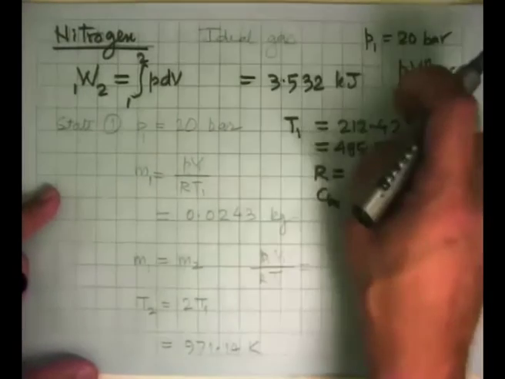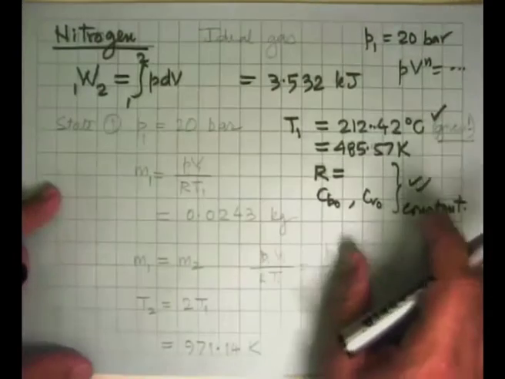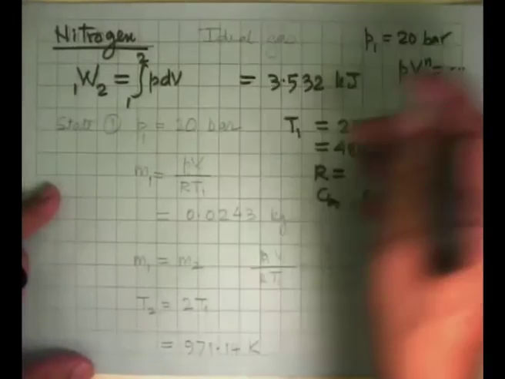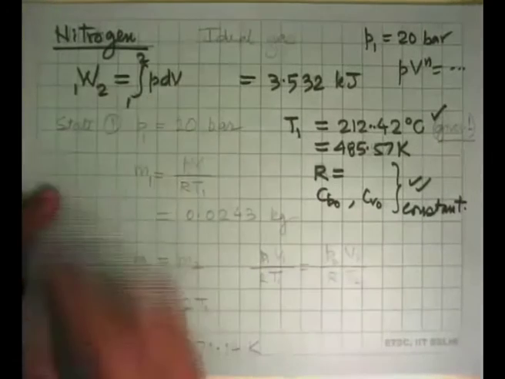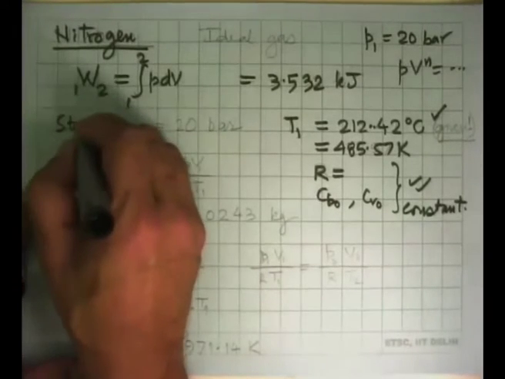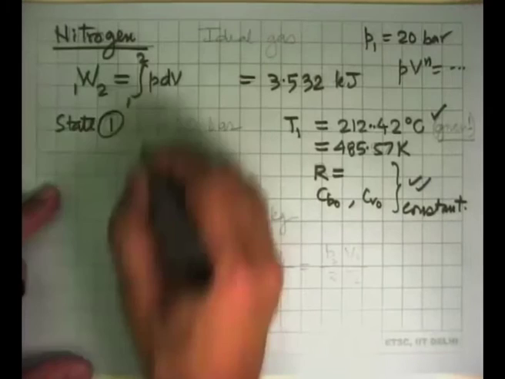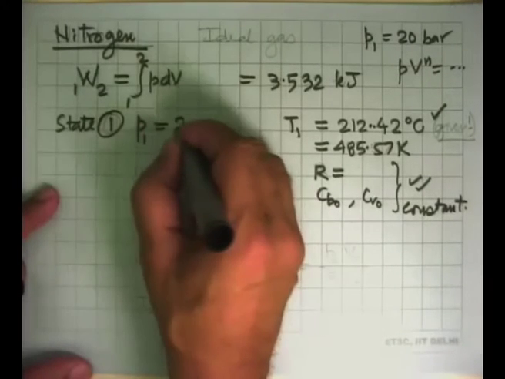It depends only on P2, V2 and T1, V1. So we now also need to know the final pressure and volume in the case of nitrogen, and from there we will have to calculate the work. For that we need to know state 1. State 1 pressure is given as 20 bar.